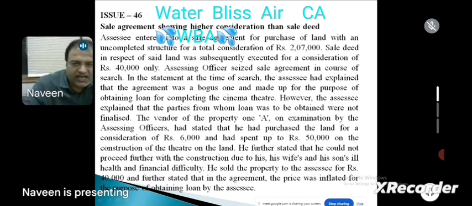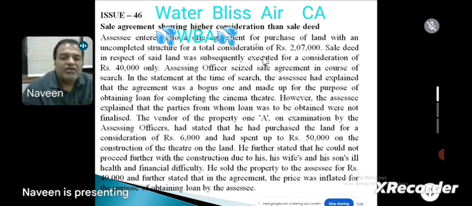Associate entered into a sale agreement for purchase of land with an incomplete structure for a total consideration of 2,07,000. The sale deed in respect of the said land was subsequently executed for a consideration of 40,000 only. The assessing officer seized the sale agreement in the course of search. In the statement at the time of search, the assessee explained that the agreement was a bogus one, made up for the purpose of obtaining a loan for completing the cinema theatre. This was a case of a cinema theatre. However, the assessee explained that the parties from whom the loan was to be obtained were not finalized.